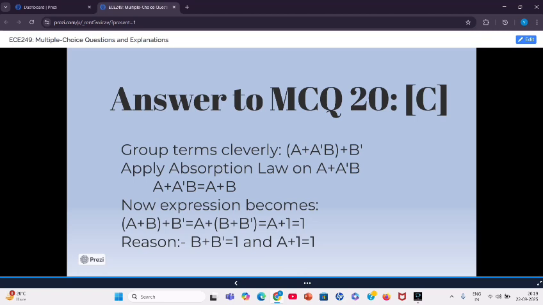I hope you all get all the MCQs right, 20 out of 20 MCQs. These are PYQs, so I hope you get all the answers right.